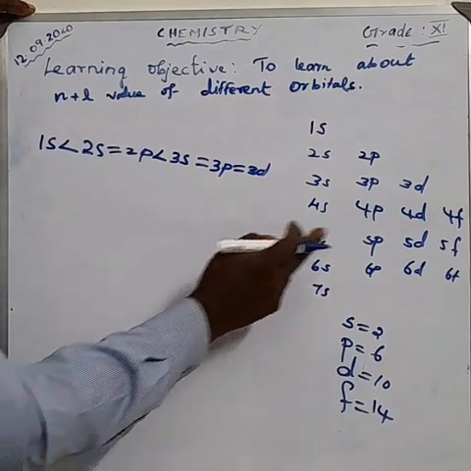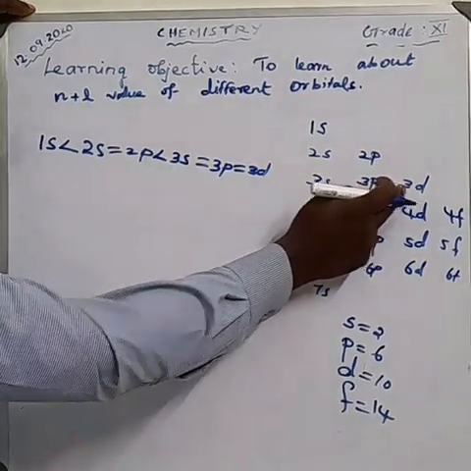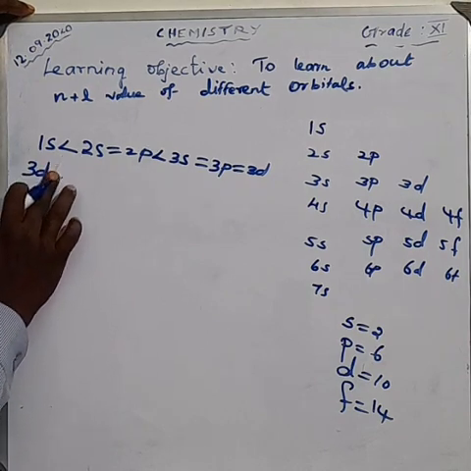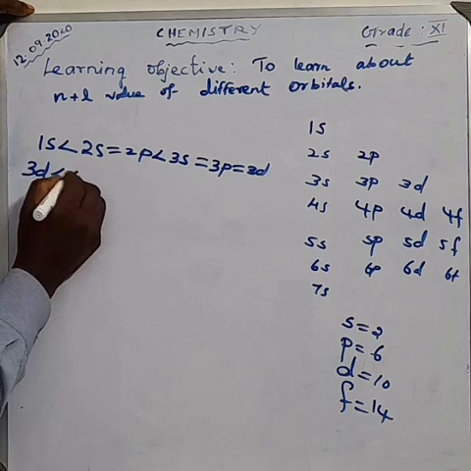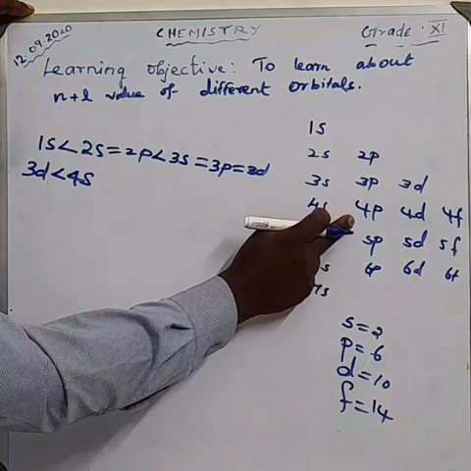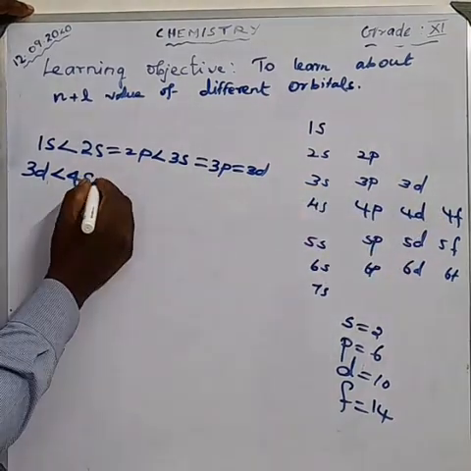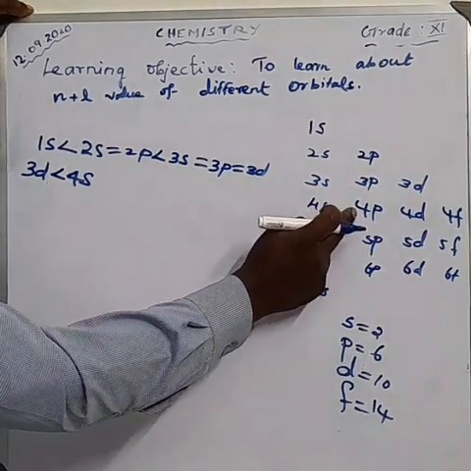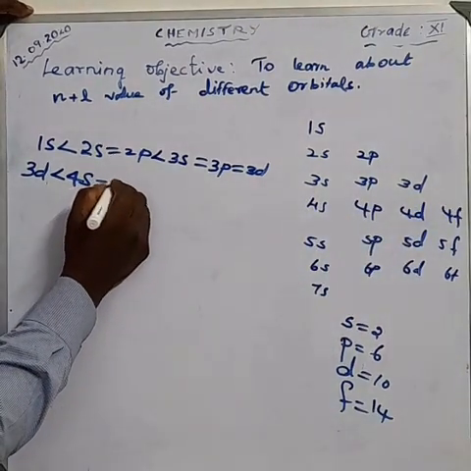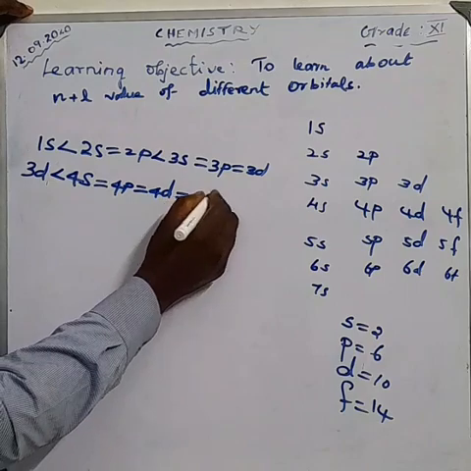Next, 3d is less than 4s. Clear? 3d is less than 4s. Here 4s is equal to 4p, 4p is equal to 4d, and 4d is equal to 4f.